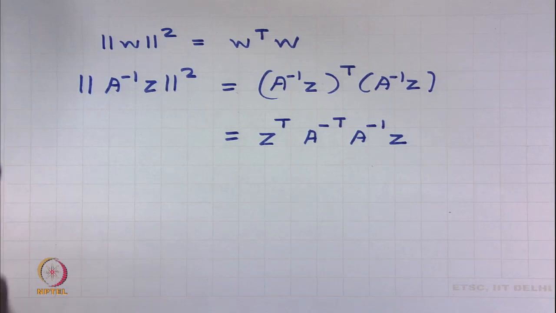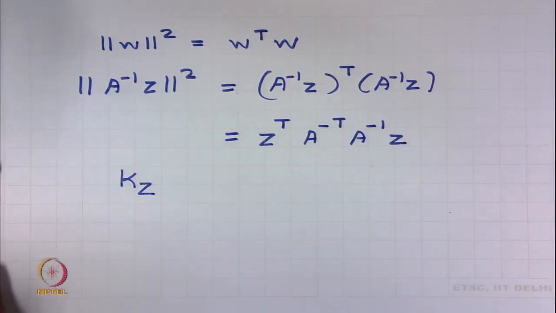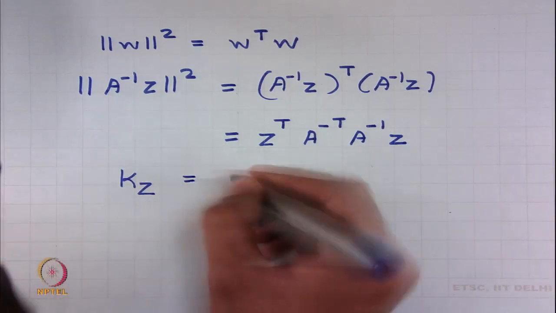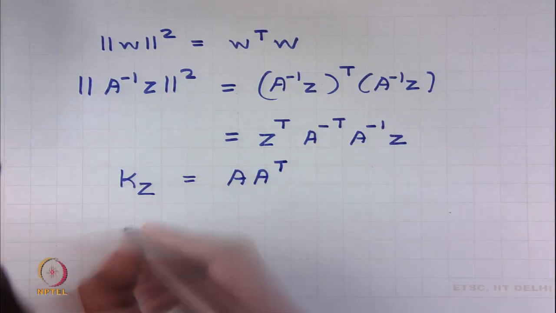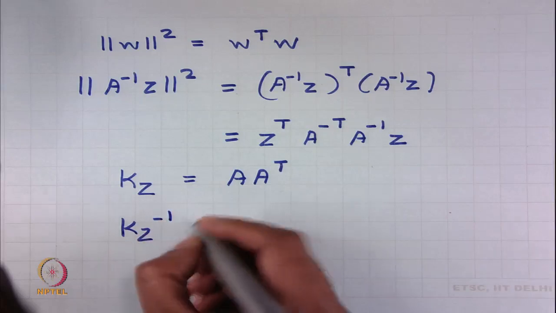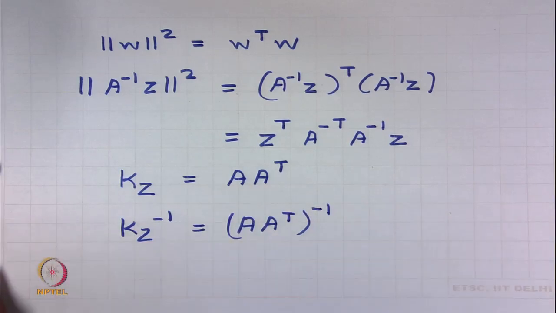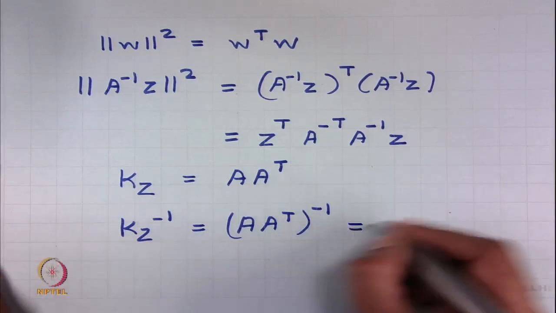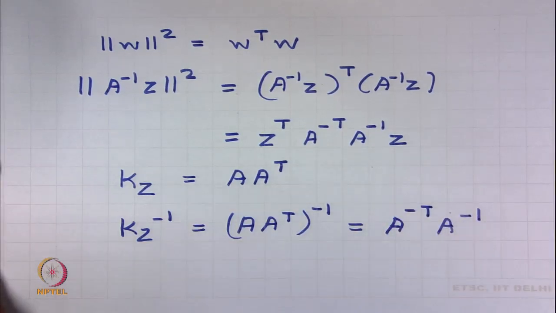Now, we have already seen that the covariance of this random vector Z is nothing but A times A transpose. So, the inverse of this covariance matrix is A transpose inverse times A inverse. Okay. Now, this is simply A inverse transpose times A inverse. All this follows from the properties of matrices. Okay. So, if you have forgotten about them, it is a good idea to have a look at these properties.